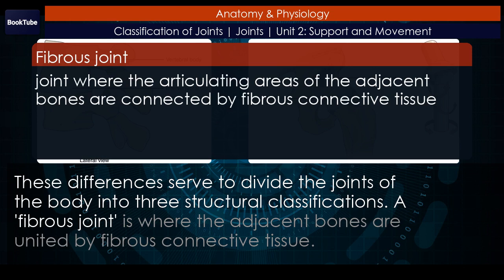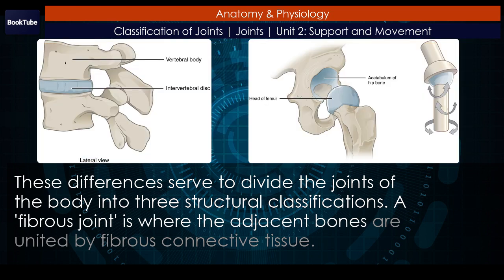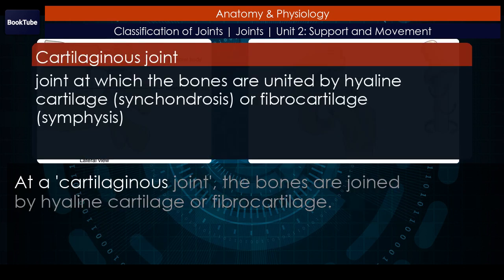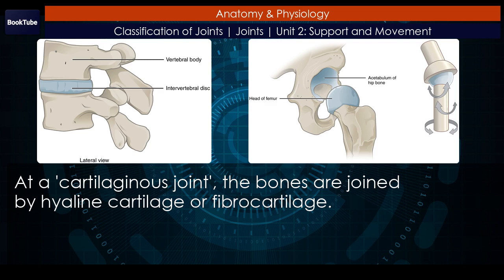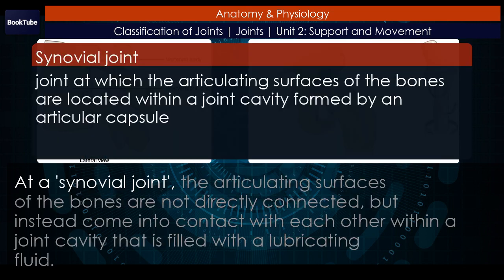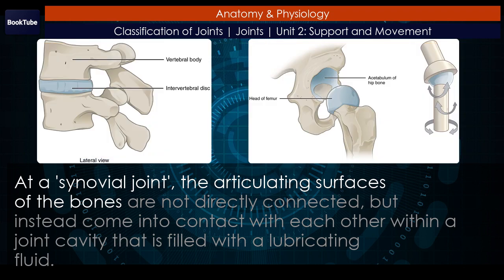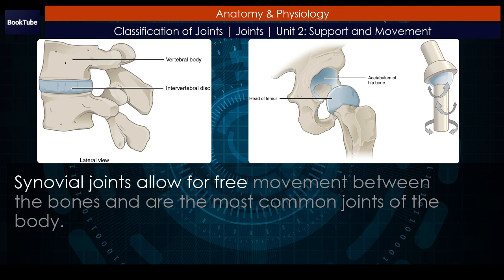A fibrous joint is where the adjacent bones are united by fibrous connective tissue. At a cartilaginous joint, the bones are joined by hyaline cartilage or fibrocartilage. At a synovial joint, the articulating surfaces of the bones are not directly connected, but instead come into contact with each other within a joint cavity that is filled with a lubricating fluid. Synovial joints allow for free movement between the bones and are the most common joints of the body.